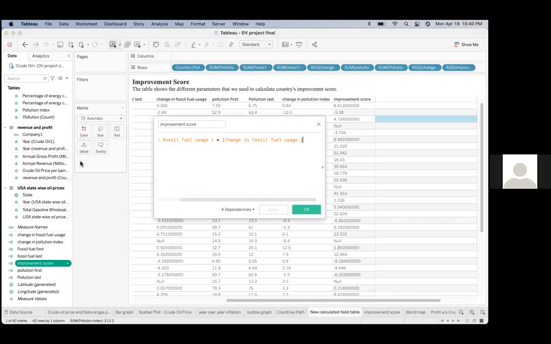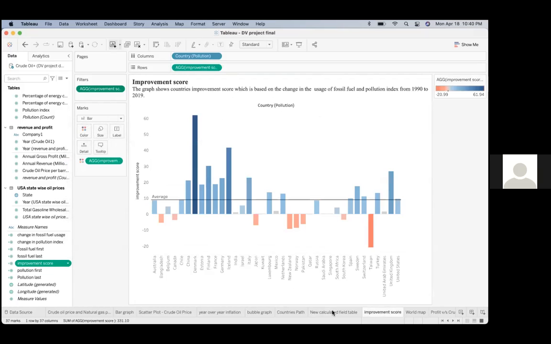As you can see right here. Now let's check out how we have used the improvement score in the graph. So here in the bar graph, we can see a lot of information. The color is changing based on the pollution index.